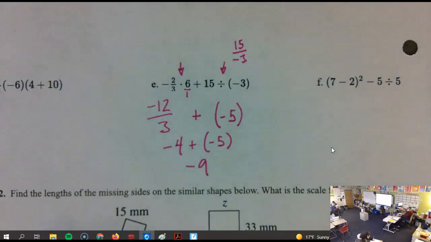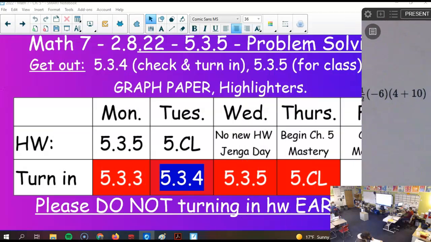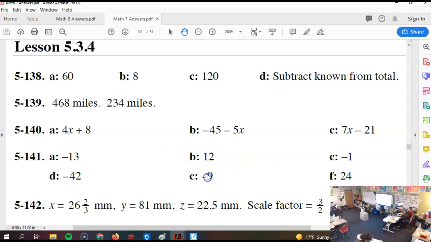But we check with the answer key because I'm a human and I make mistakes. So we come to class, check the answer key, and we say, sweet. Although it looks like a C. I don't know why the answer key looks like it has C twice, but yeah. This is -9 for E.